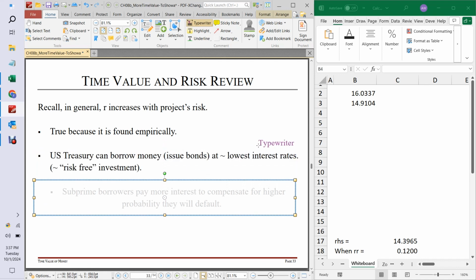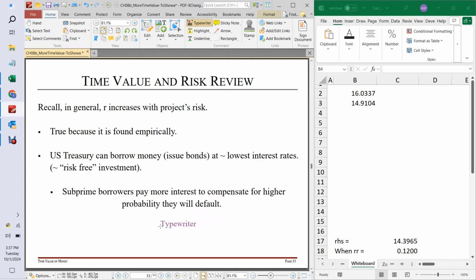So implications of this are that the Treasury can borrow money at something like the lowest interest rates around, and that's because we know they're considered risk-free with all the caveats that means, and subprime borrowers pay more interest to compensate for the higher probability they will default. So the key takeaway on this page is that the riskier the project becomes, the higher the interest rates investors demand to participate in that project. And that's something that's going to be good for us to know for the rest of the term.